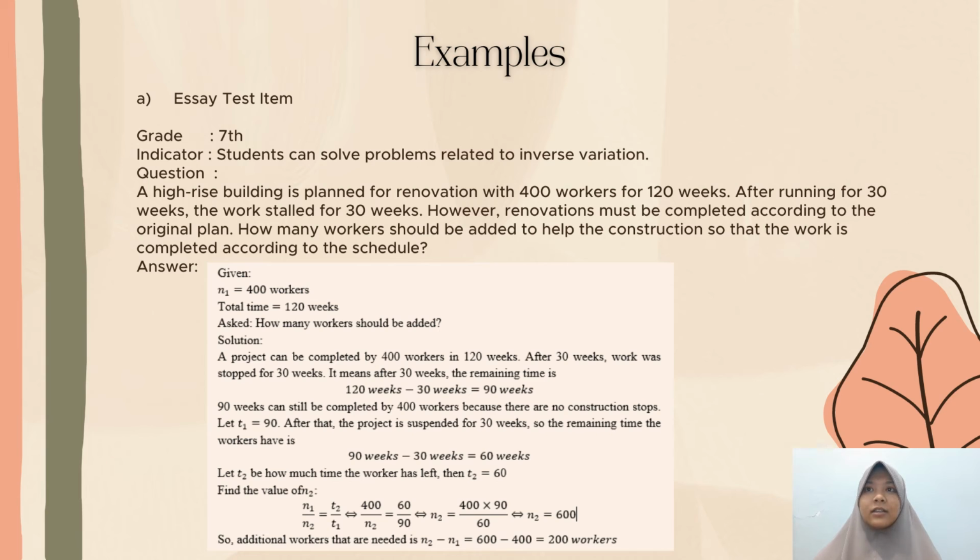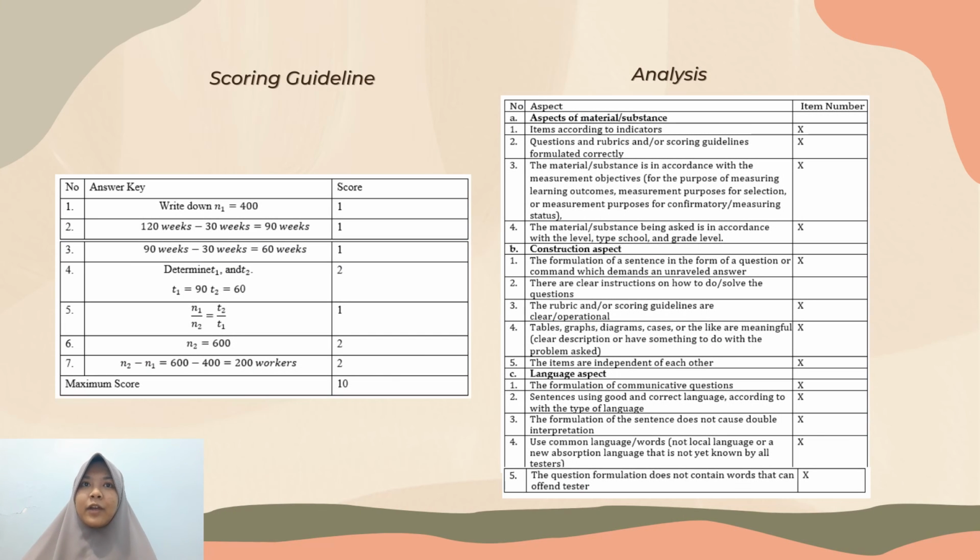Okay, I will move on to the next slide. If anyone wants to read the solution, you can pause this video. Here you can see the analysis table. As Bagus and Aidah have explained before, we analyze the problem by three aspects: material, construction, and language. How do you fill this table? To fill this table, if the test item has fulfilled what is written in the table, you can mark it with an X. Just like what you can see right now.